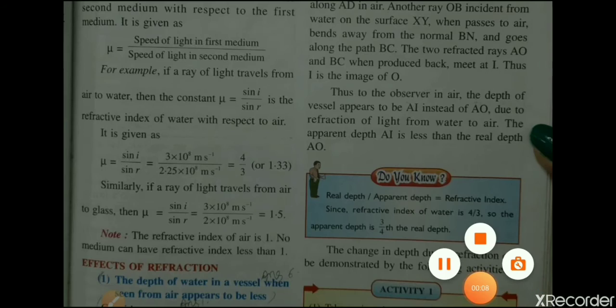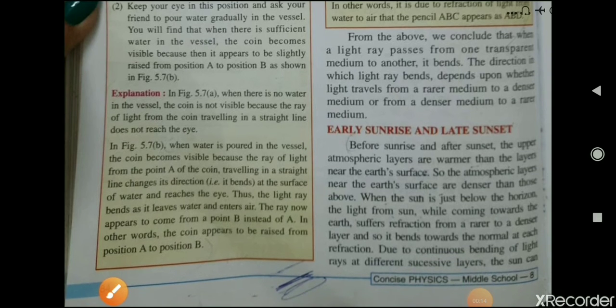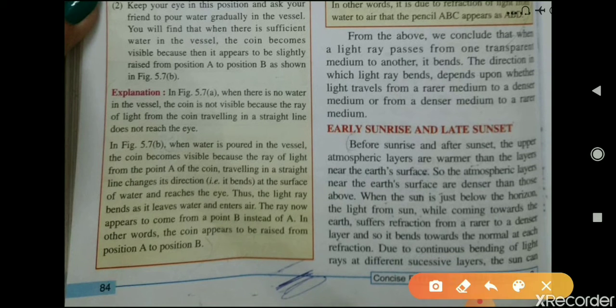Okay. Now, early sunrise and late sunset. Before sunrise and after sunset, the upper atmospheric layers are warmer than the layers near the Earth's surface. So the atmospheric layers near the Earth's surface are denser than the ones above, because they are cooler than the air layers above. That's why they are denser than those above.